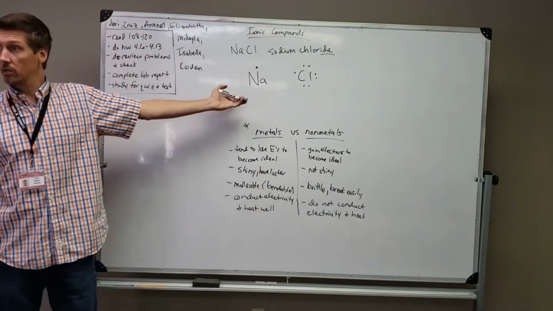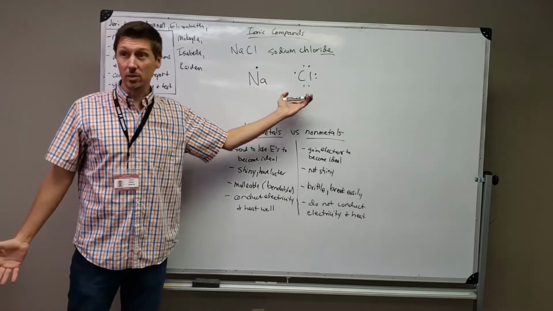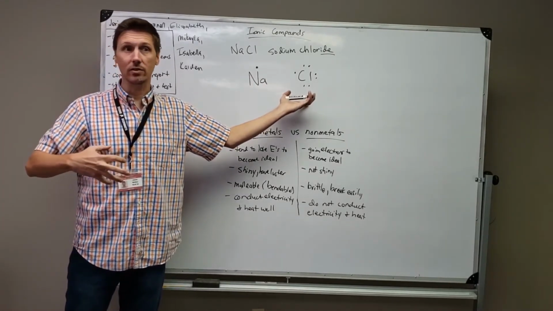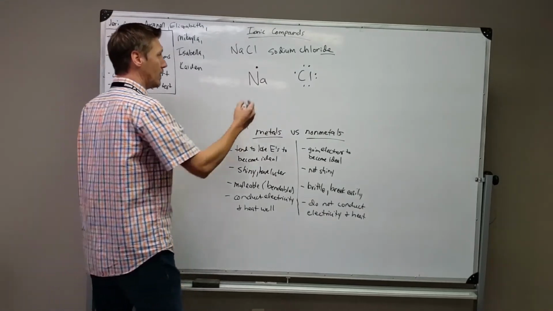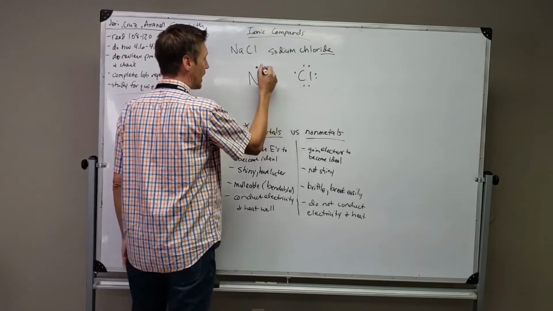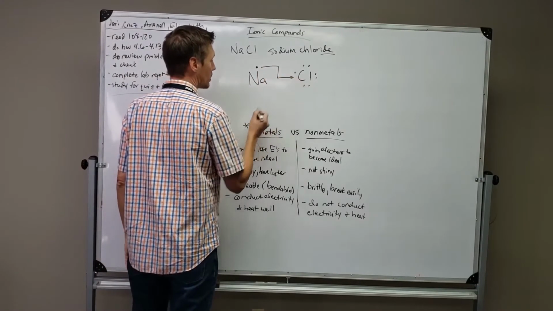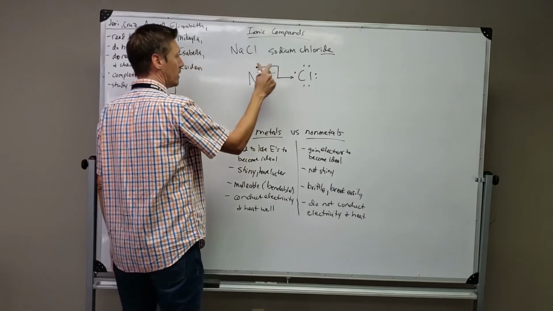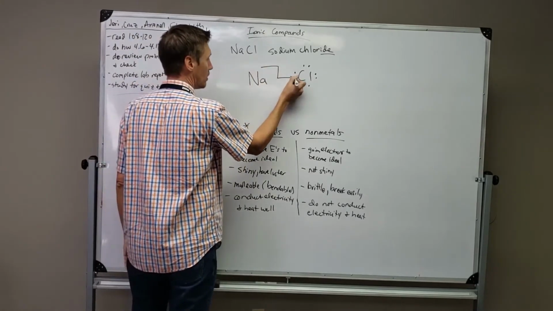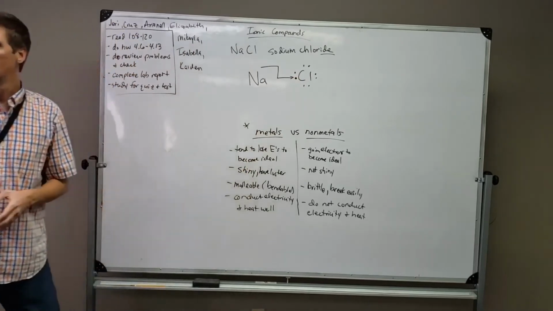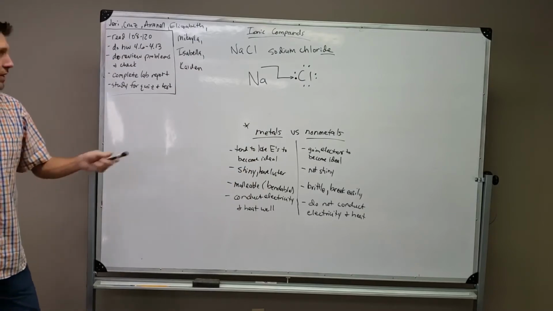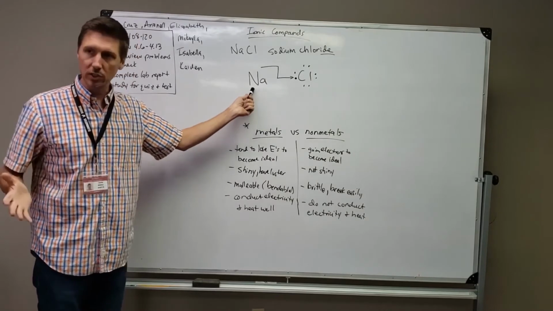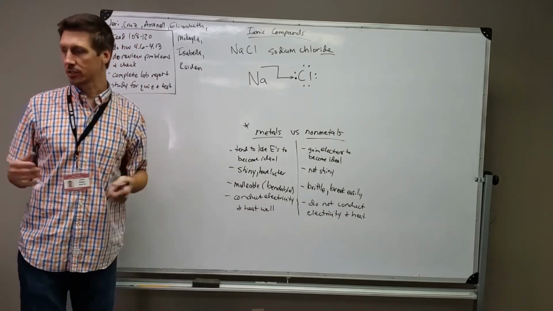Metals want to give up electrons, and that's great news for the non-metals because non-metals want to get electrons, right? So this sodium wants to give up one electron to become ideal, and the chlorine atom wants to gain one electron to become ideal. So what happens is this sodium gives its electron to this chlorine atom, and now they're both ideal, right? You see that? If an element has no dots around it or 8 dots around it, it's considered to be ideal.